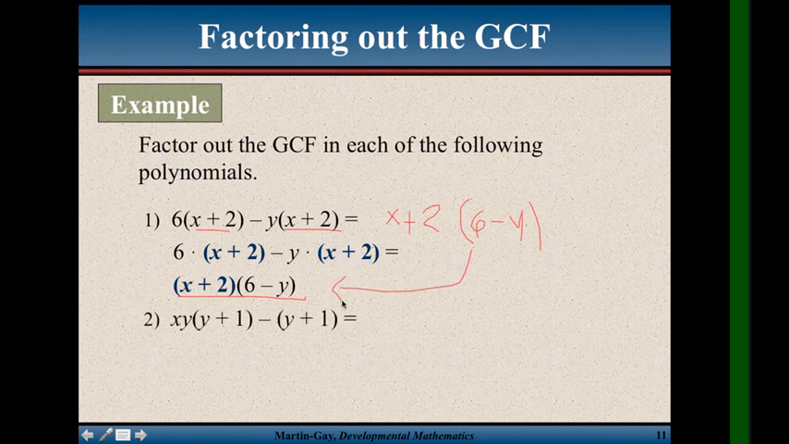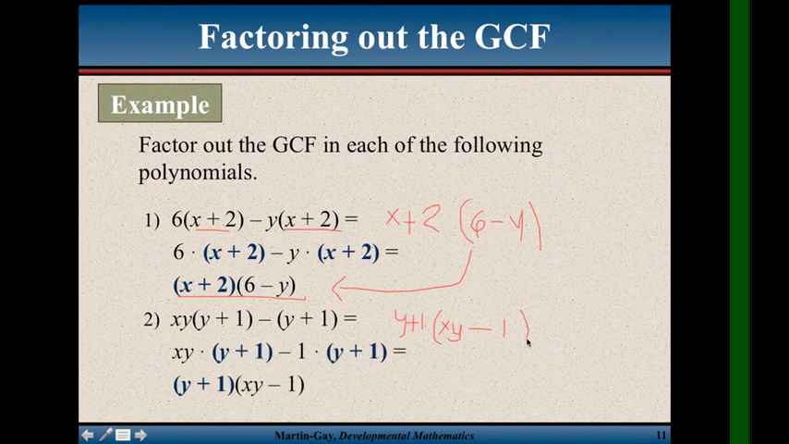Okay? Next. xy quantity y plus 1. So same thing that we've done here. So I think our GCF is y plus 1. Okay? Then open parenthesis, that's 1 times xy, so we have xy as our answer because y plus 1 divided by y plus 1 is equal to 1. Next, minus y plus 1 divided by y plus 1 is 1, so that's minus 1. So that's our final answer. Let's see if we are correct. Okay, so we're done. We're correct with these examples.